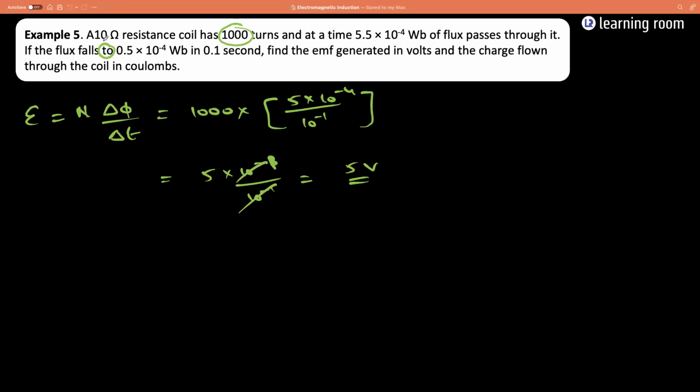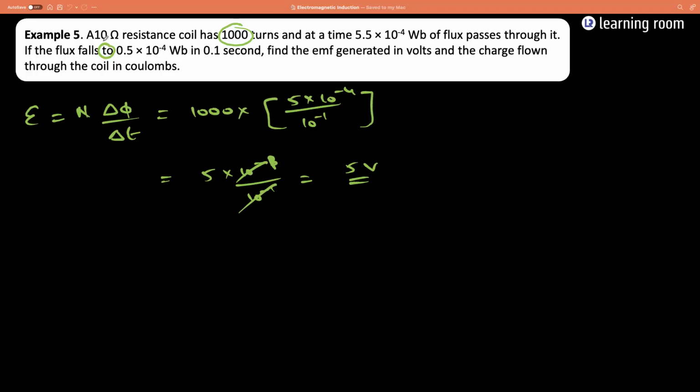The flux falls to 0.5 into 10 power minus... So the final value is correct, 5 volt. Sir, we should ignore the negative sign, sir, because the final value is small. Which negative sign did I ignore? I ignored nothing. It's final minus initial, no, sir.